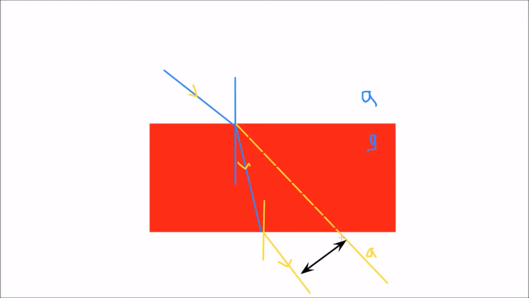Before we go ahead, I want to tell you that in the previous video, we discussed that whenever light passes through, it is called lateral displacement. From this end, it should have gone here, but it is going this way. This is lateral displacement. That's what happens when light passes from air to a glass slab and comes back to air. So let's understand what exactly happens with the glass slab.